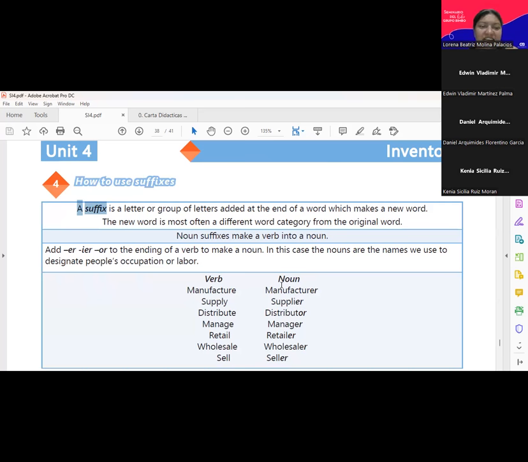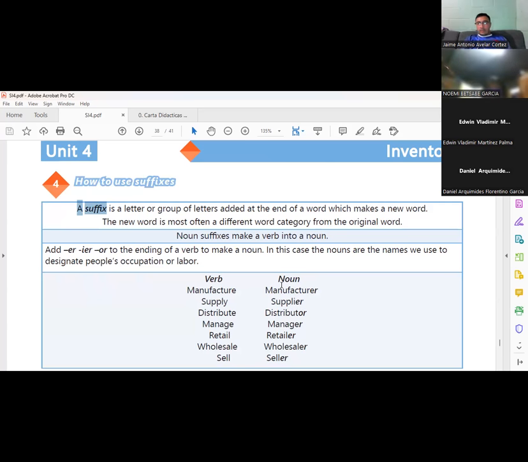A suffix is a letter or group of letters added at the end of the word, which makes a new word. The new word is most often a different word category from the original word.